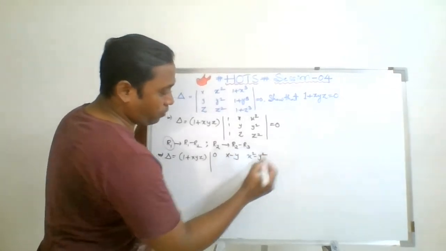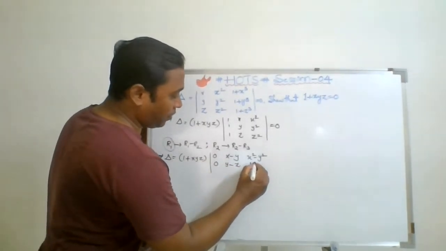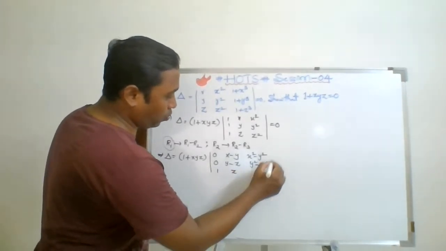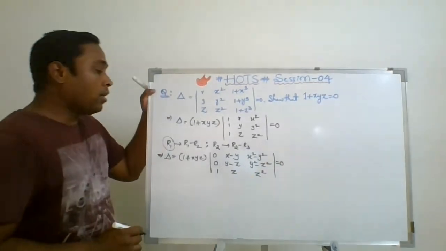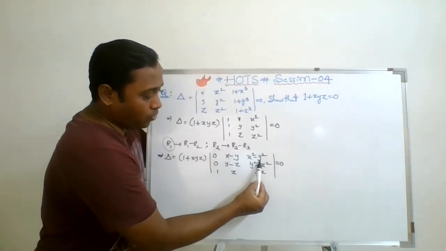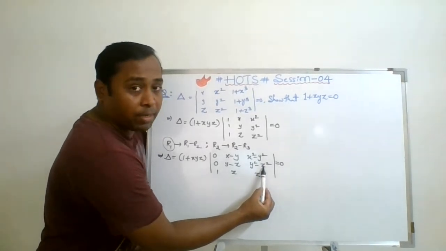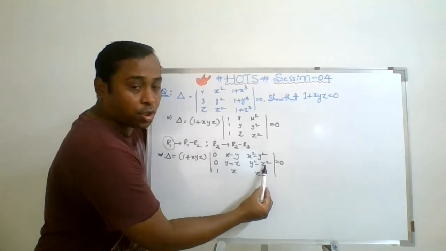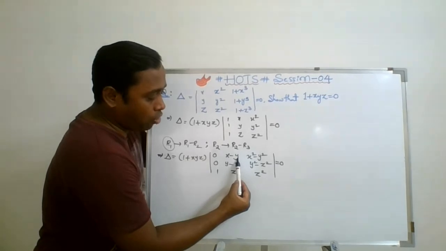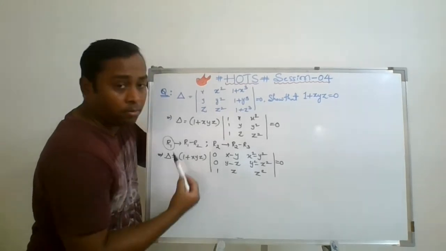x square minus y square. Similarly, it would be 0, then y minus z, then y square minus z square. The third row stays as it is; there is no change in the third row. Now as you know, this is already an identity, so I can factorize this as x minus y into x plus y, and y minus z into y plus z. If I do that factorization, I will be able to get x minus y as a common factor from R1 and y minus z as a common factor from R2.